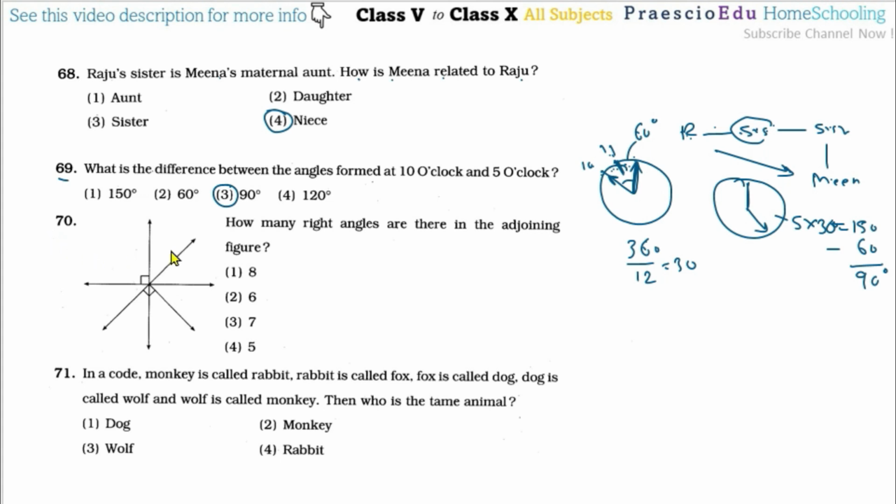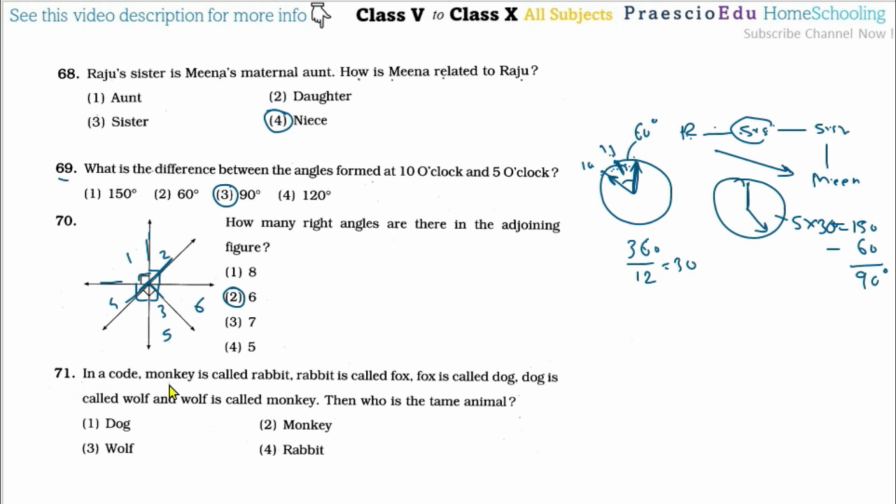Now question number 70: how many right angles are there in the adjoining figure? Here these two lines, this line and this line, make 1, then this 2, then this 3 and 4. These 4 quarters are 4 right angles. Besides this, this line and this line are perpendicular, so this is 5 and this is 6. So there are 6 right angles, and option number 2 is the correct one. Then question number 71.